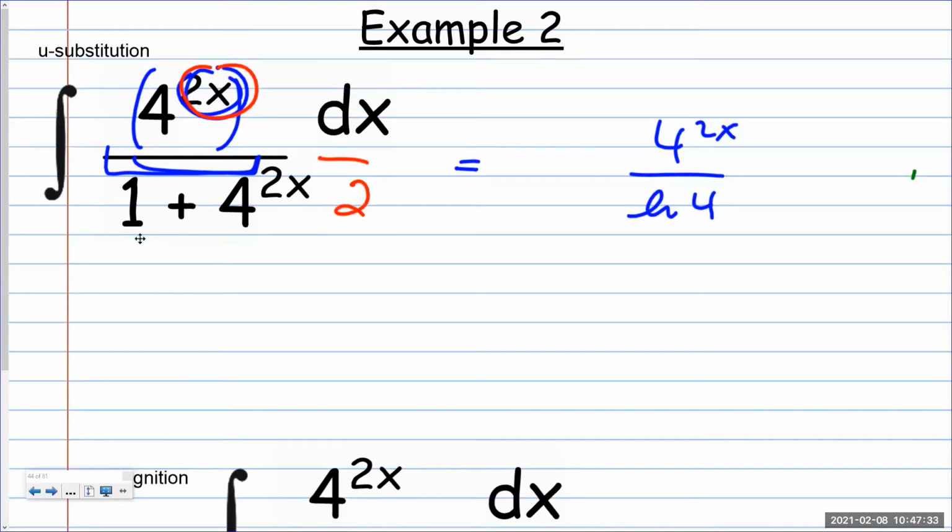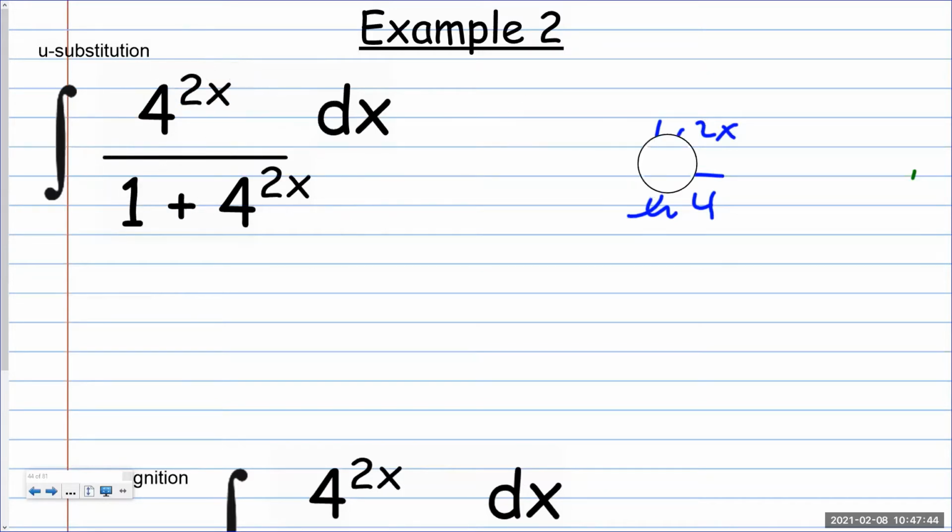Do your x's cancel out with this 1 plus 4 to the 2x? You see how it doesn't cancel out? Everybody good with that? So you can't do this a to the u shortcut. You can do a different shortcut though. Do you guys see the other shortcut you could do though?